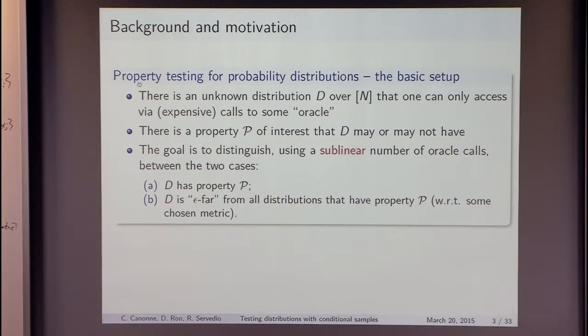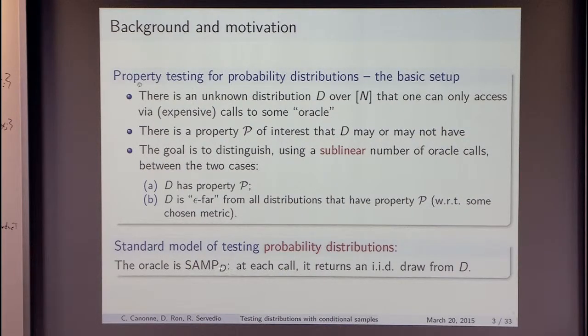The usual model, peeking ahead a little bit, is that the kind of oracle you can access is a sampling oracle: you press a button and you get an IID draw from the distribution. Okay, so that's the standard oracle, that's the standard model, but the talk will actually be about a different model. But just to have the basic framework, you have a distribution, you don't know what it is, you can access it somehow through an oracle, the standard model we just explained. There's a property of interest, so some distributions have this property that you care about, some distributions don't have the property. And what do we want to do?